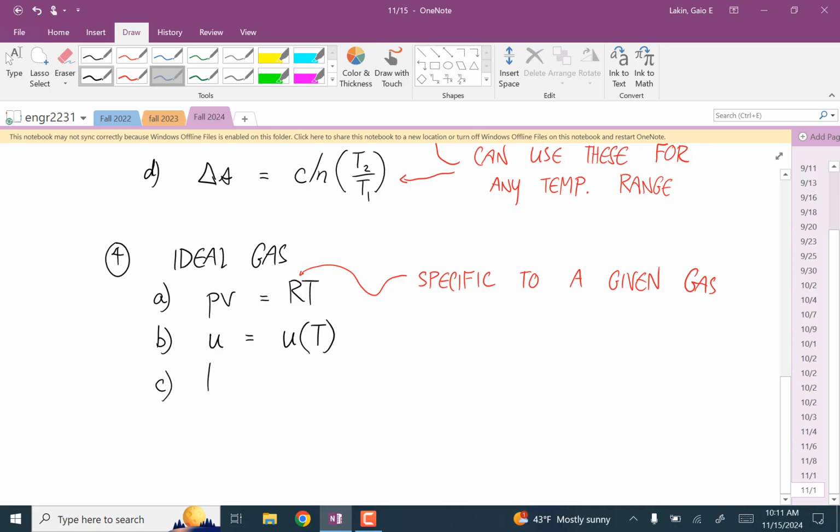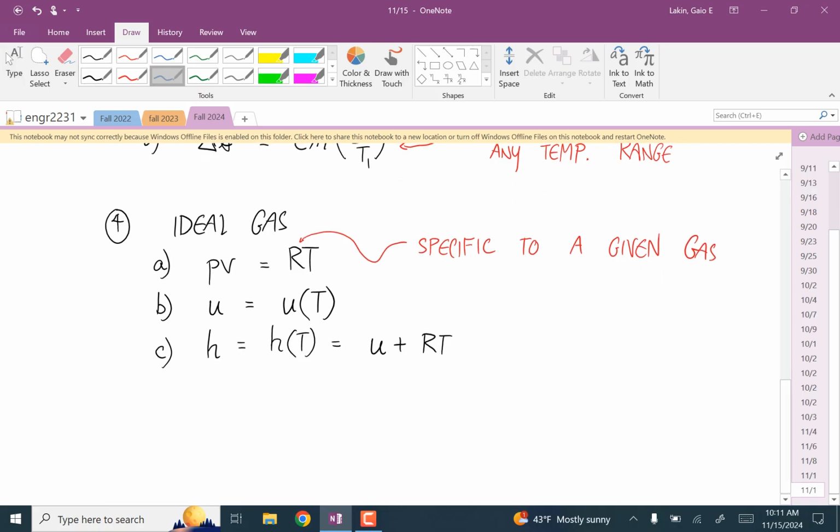Well, that also then means that specific enthalpy only depends on temperature, because it's equal to the specific internal energy, which only depends on temperature, plus you can replace the PV with RT from the ideal gas law. And so you just get this. CV.